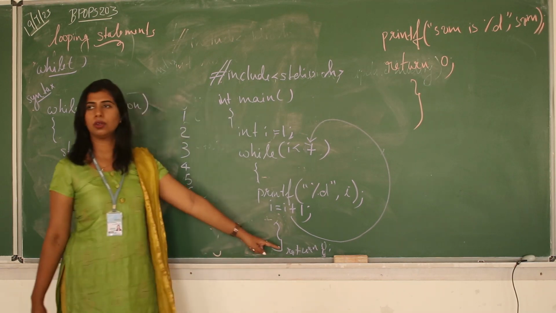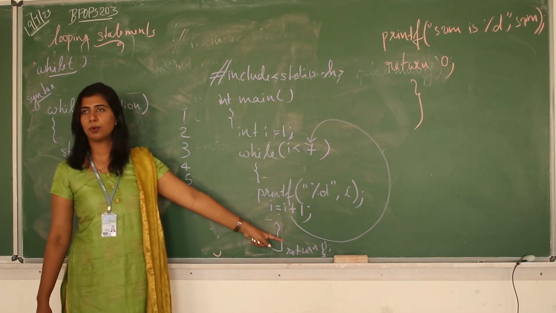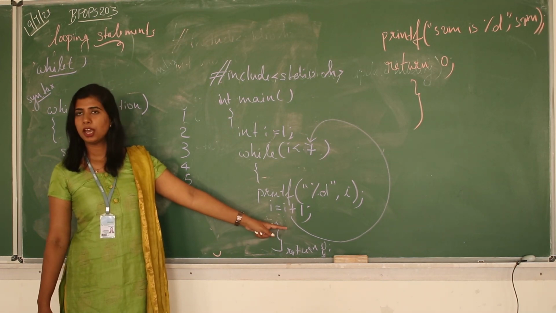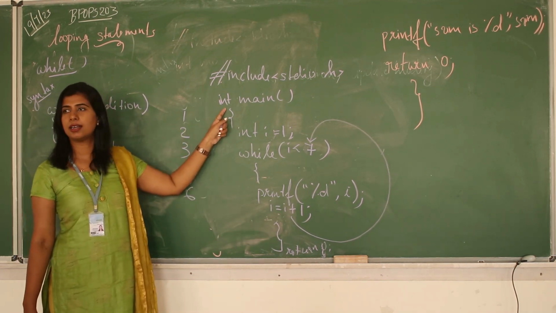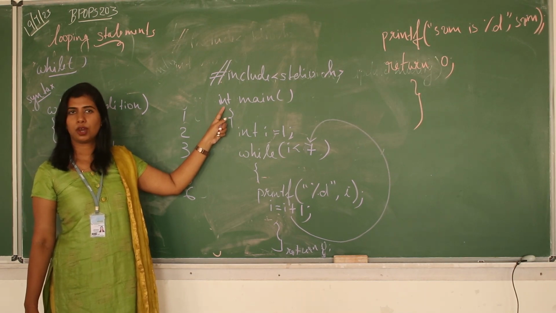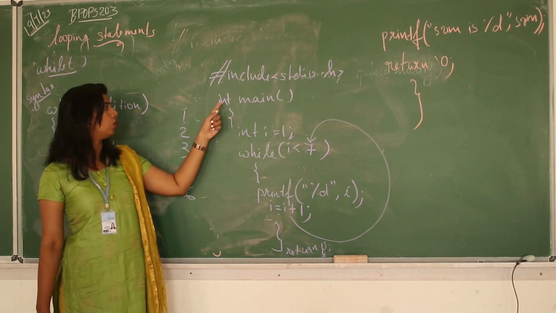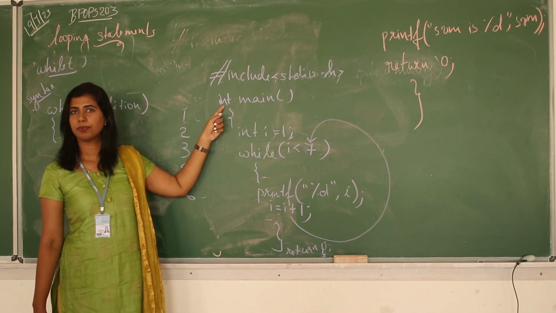Because you are telling your OS that I am terminating the program, successfully executed my program. If you are writing return 0, you have to specify here the return type int. If you are not returning any value, you can write void here.